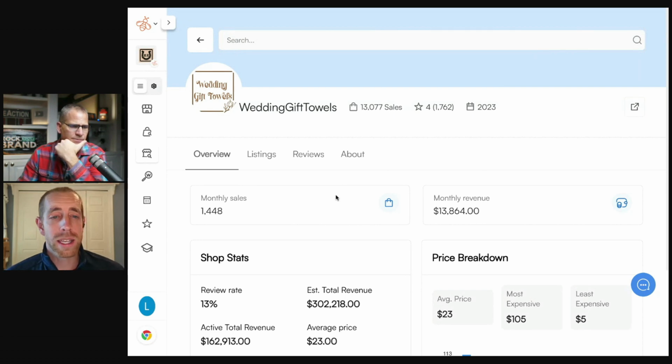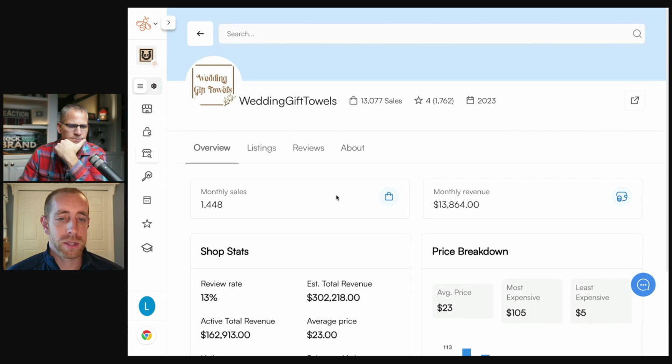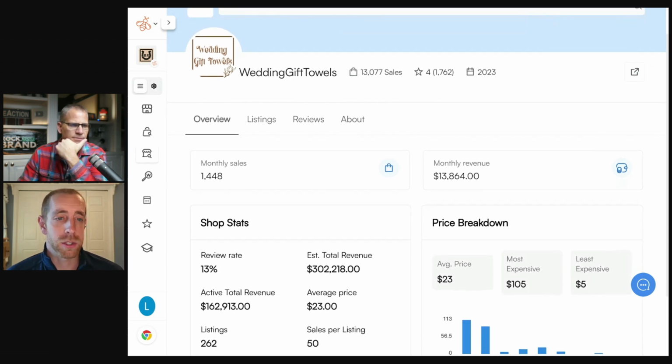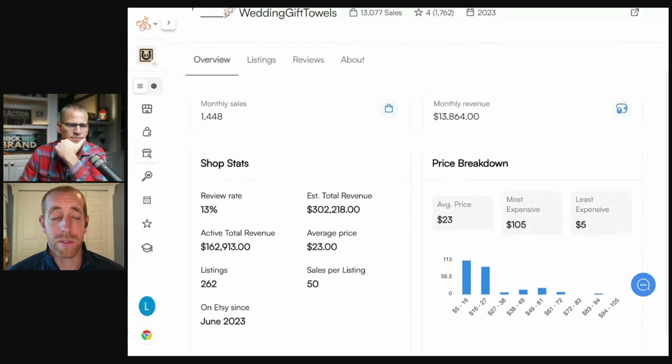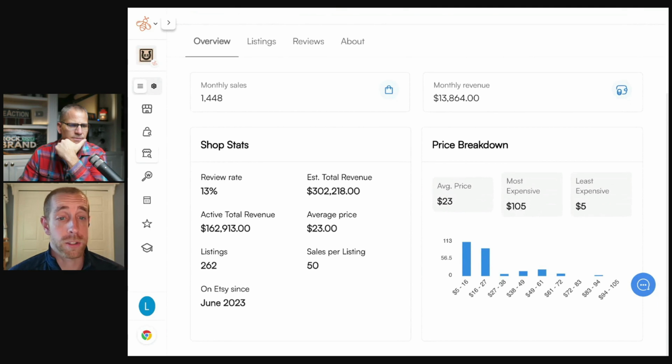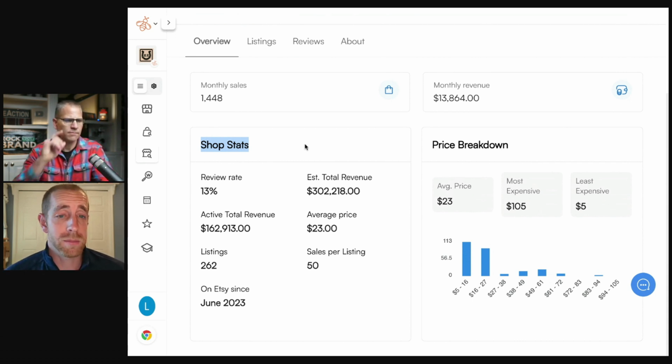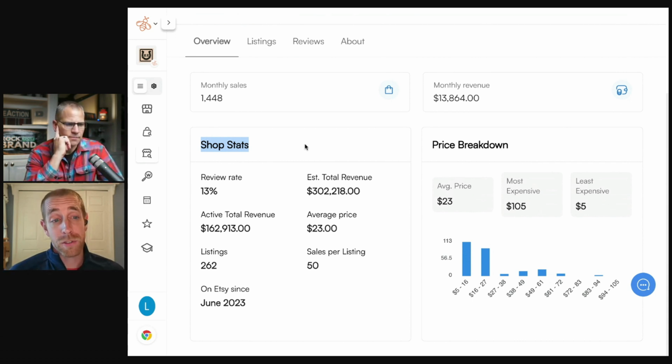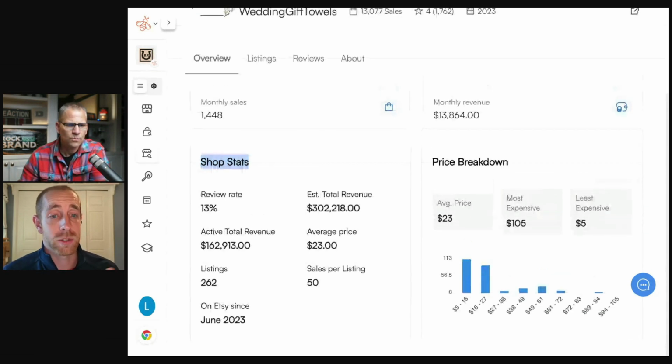There's a couple things. One, it gives us a nice snapshot of the shop. But the real thing I would be looking at is the next section down, because we already have an idea of what their monthly sales and the monthly revenue are. The first thing I would be looking at here are the shop stats and also the price breakdown, because I think this is important. We can backwards engineer the average price point that they're selling something at. But knowing the most expensive thing and the least expensive thing in a shop is really interesting to me, because it tells me where that average is actually weighted, right?